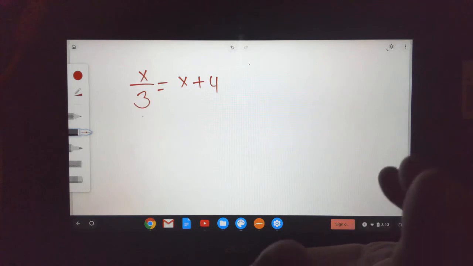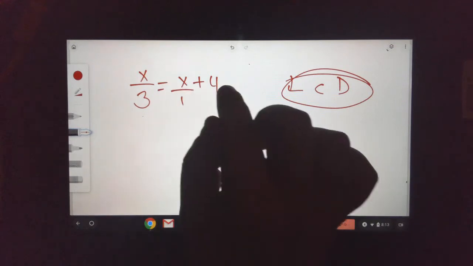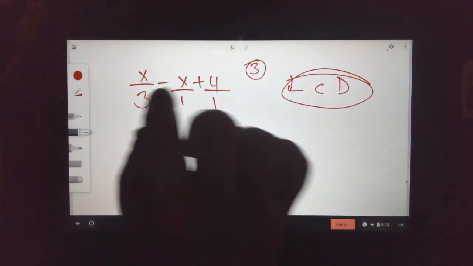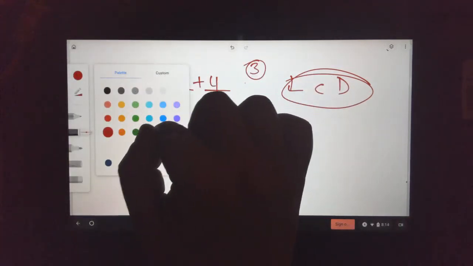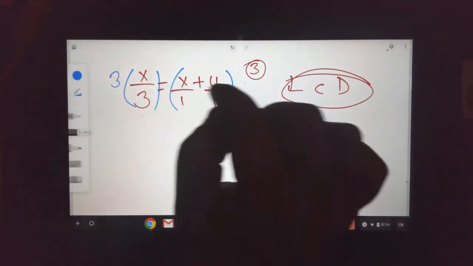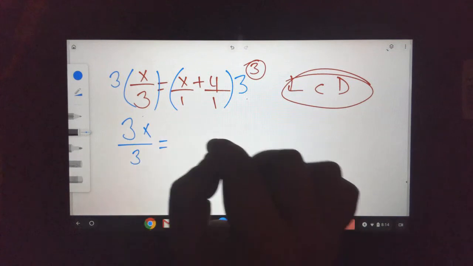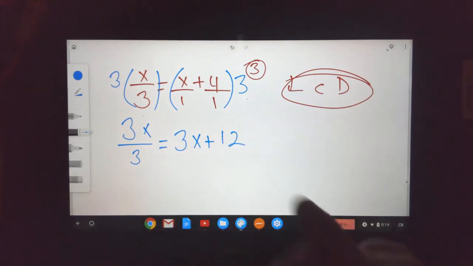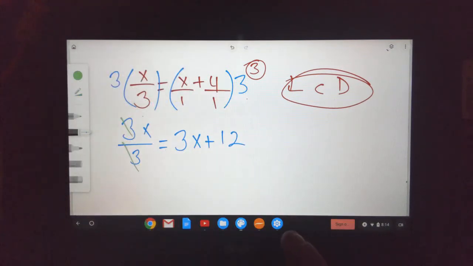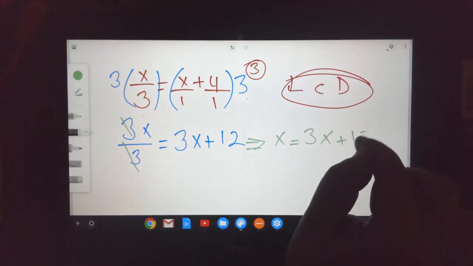Well, the idea is trying to figure out the least common denominator. At this time, my least common denominator will be 3. So I figured out what number I should multiply both sides by so that I get rid of this denominator, and that is 3. When I do that, I end up with 3x over 3 equals 3x plus 12. Well, these 3's will cancel each other, and I'm going to end up with x equals 3x plus 12.